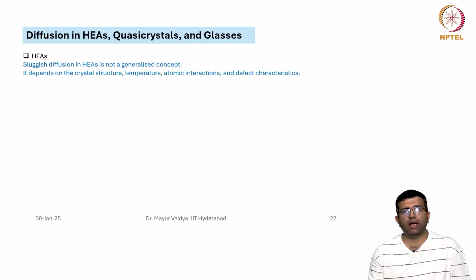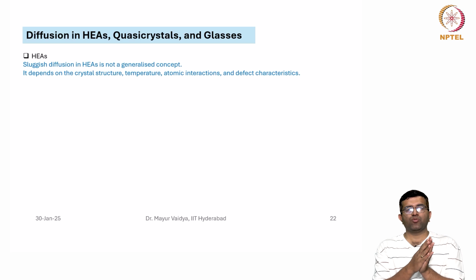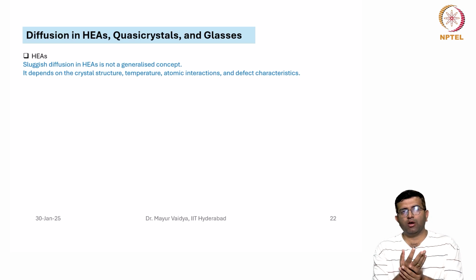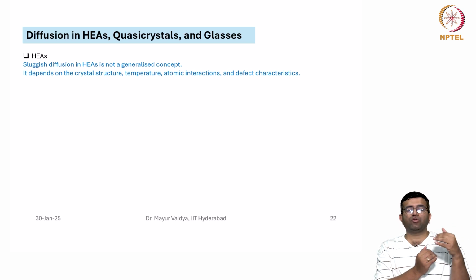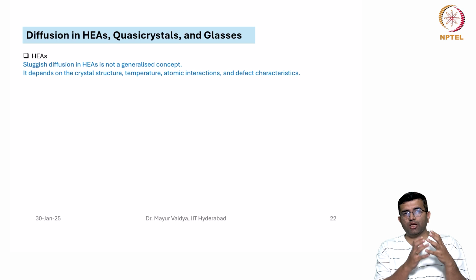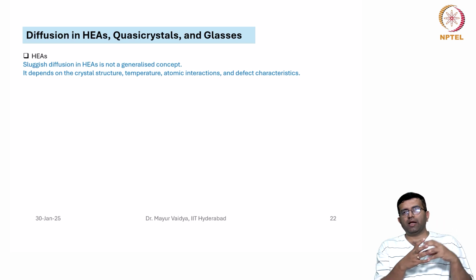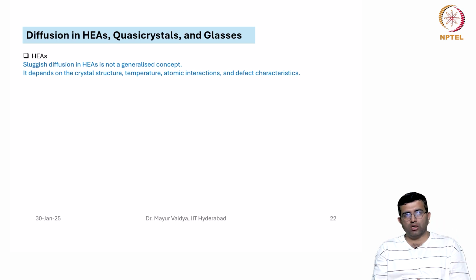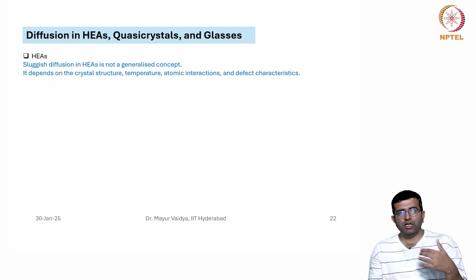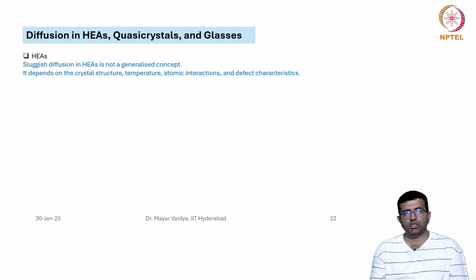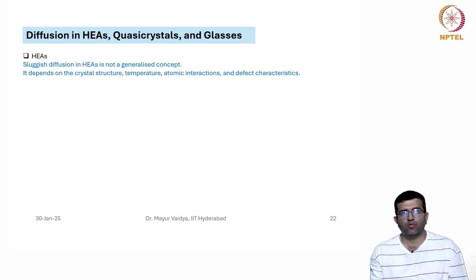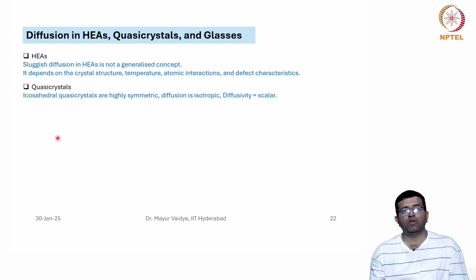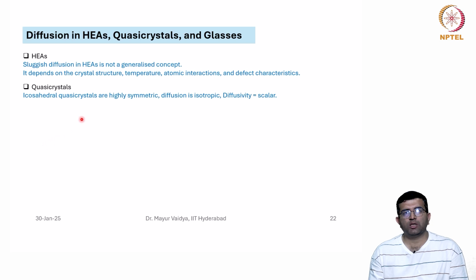We also looked at some of the classes of materials such as high entropy alloys, which is a very new alloy design concept, where one of the core effects of high entropy alloys proposed was sluggish diffusion. But we discussed that this need not be a generalized concept; it depends, in addition to entropy, on the elemental interactions also, other than crystal structure, temperatures and defect characteristics. We also briefly discussed the diffusion aspects in quasicrystals.